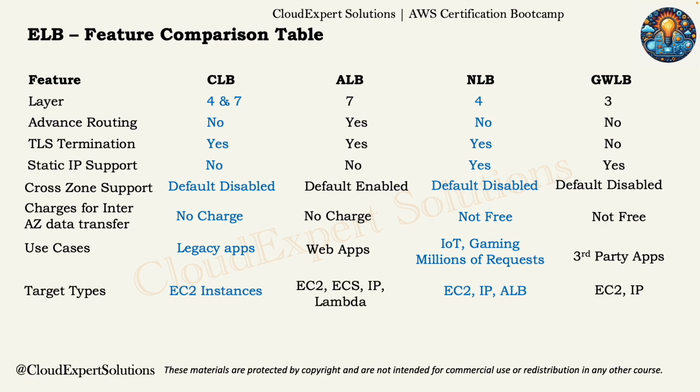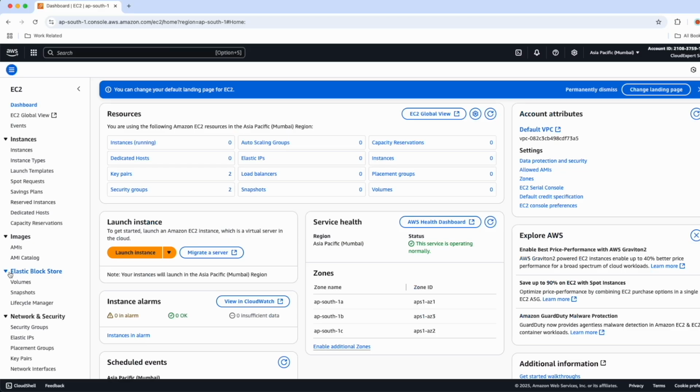In terms of target types, CLB supports only EC2 instances, Application Load Balancer supports EC2, ECS, IP address, Lambda function, Network Load Balancer supports EC2 instances, IP address, and Application Load Balancer. Gateway Load Balancer supports only EC2 and IP address. Now let's review the Network Load Balancer and the Gateway Load Balancer configurations.